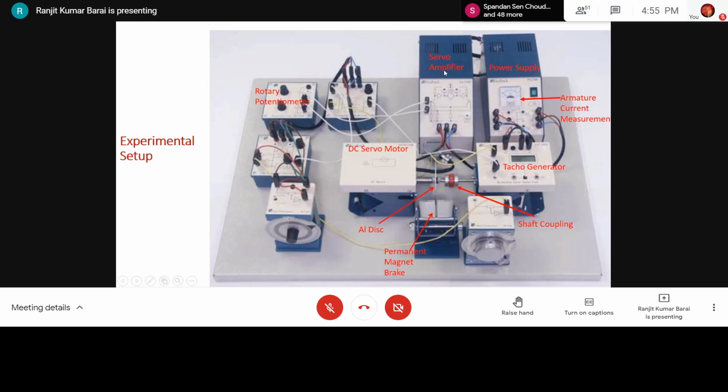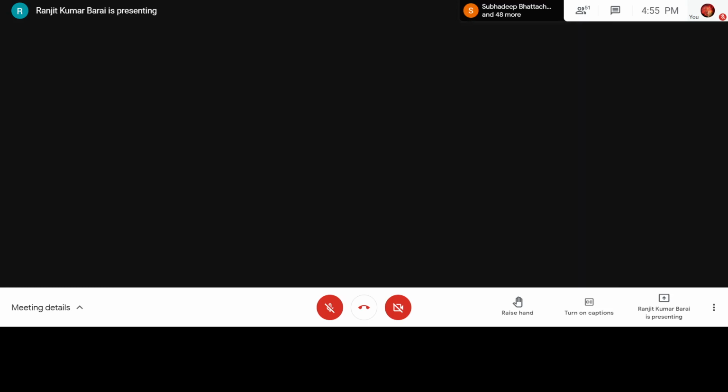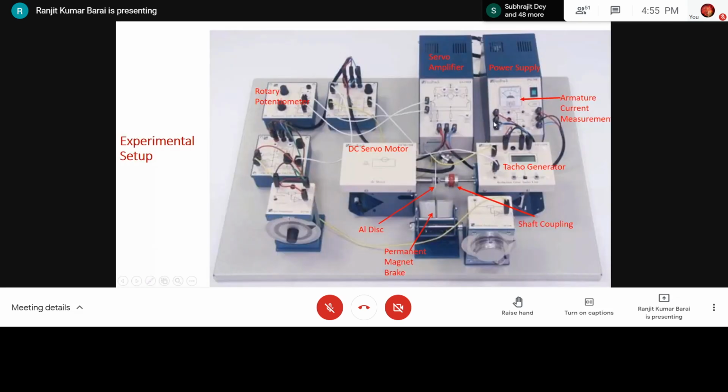Now, this servo amplifier takes its power from a power source. This is the regulated power supply. Its voltage is plus minus 15 along with the mid tap 0. So plus 15, 0, minus 15. Most of the components are to be connected to the power supply separately, like this tacho generator and these units. And the motor armature is supplied by the servo amplifier.